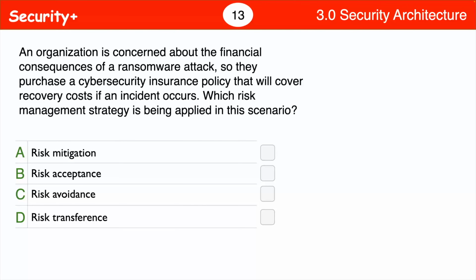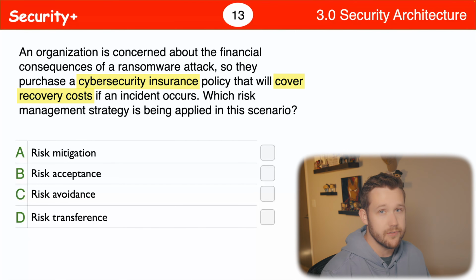Okay, so on a previous question, I kind of gave the answer away if you were paying attention to some possible answer explanations here. So let's see if you remember. I would say the two key phrases here are cybersecurity insurance, that should be number one there, and cover recovery costs, which is the point of insurance, right? But these highlight shifting the financial burden of the risk to an outside party.